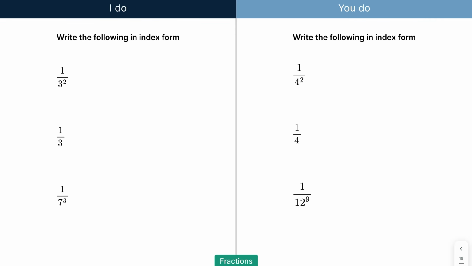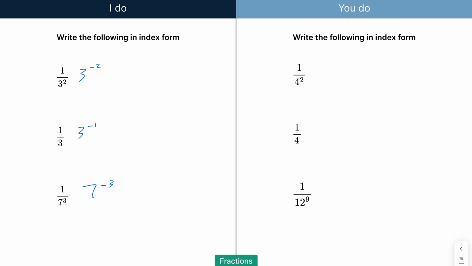So moving on, we've now been asked to write this in index form. So to write this in index form, we could just write that as 3 to the power of minus 2. Okay. To write this in index form, that's just 2 to the power of minus 1. And this one would just be 7 to the power of negative 3.